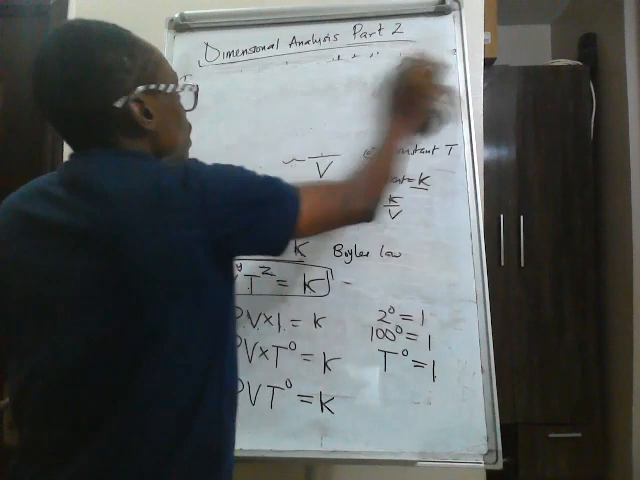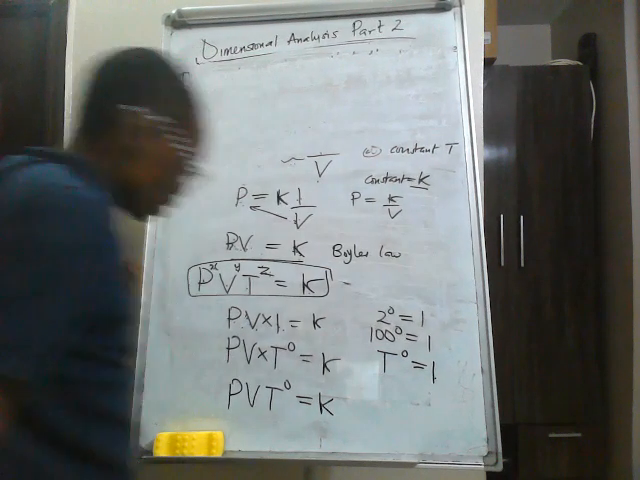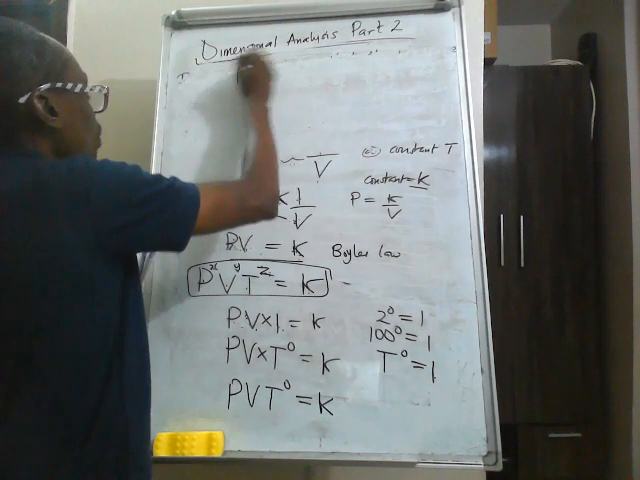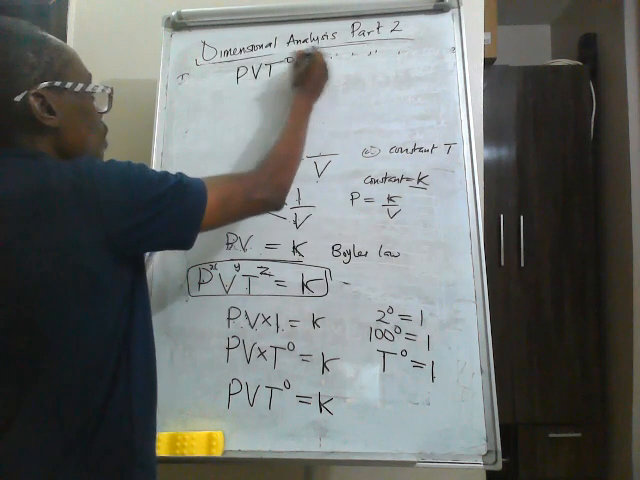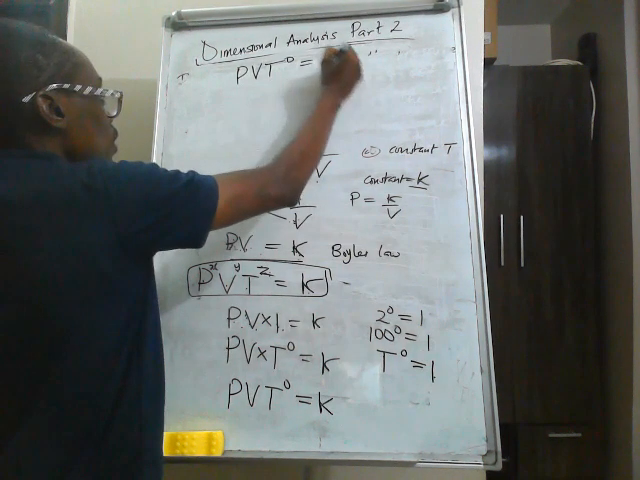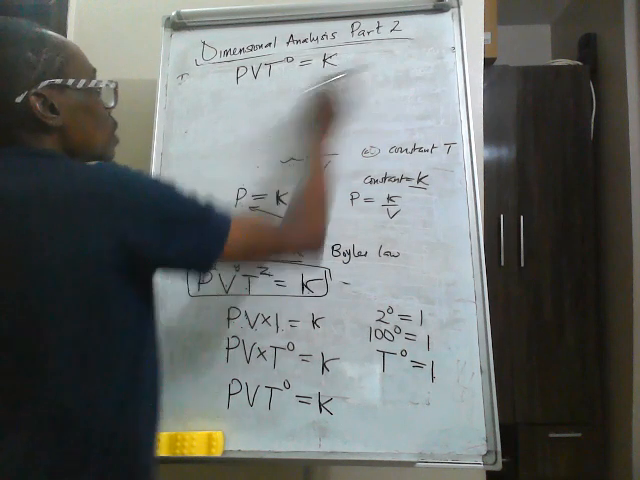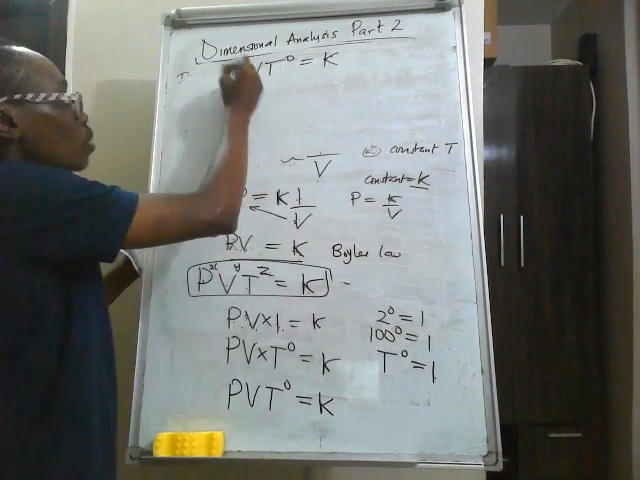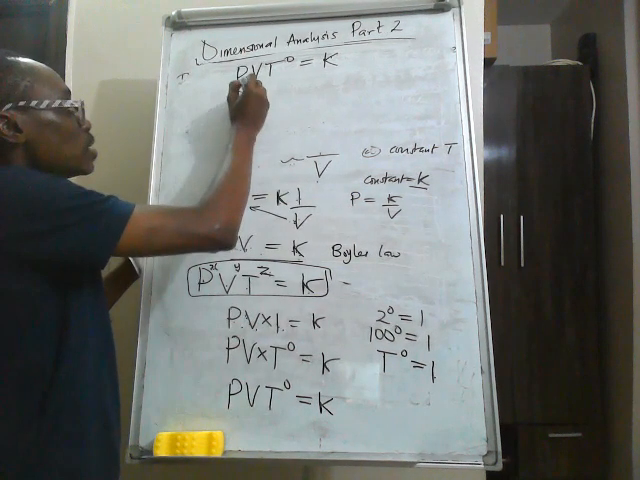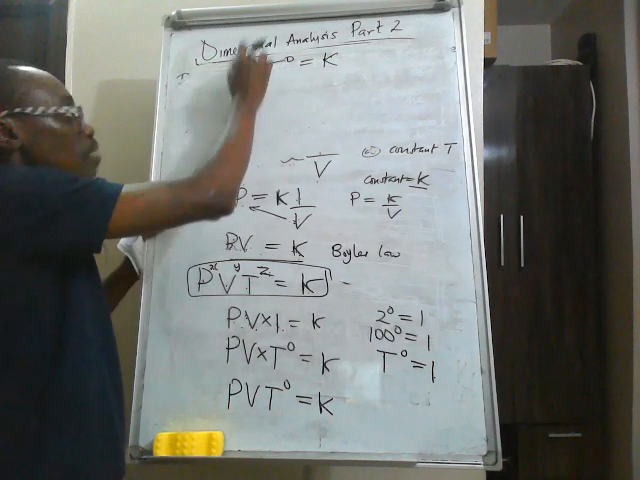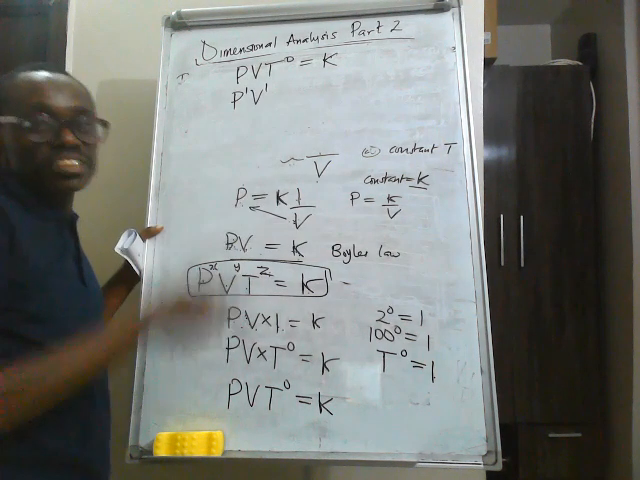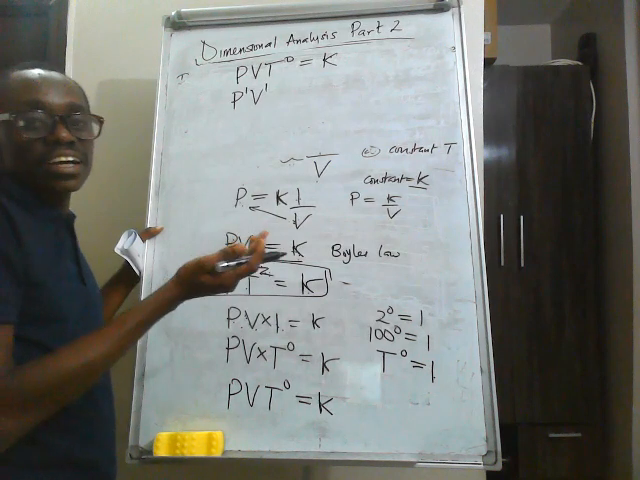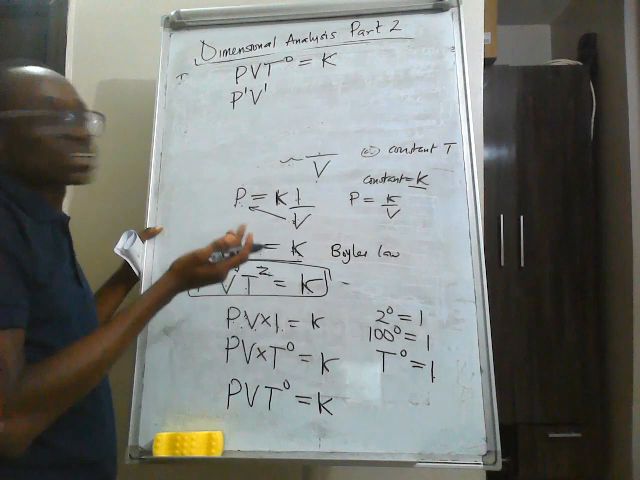So at the end of the day, we have P, V, T raised to power 0 equals K. Now, what is the power of P? The power of P is 1. What is the power of V? The power of V is 1. Since they're not carrying any power, any index, the index there is 1.